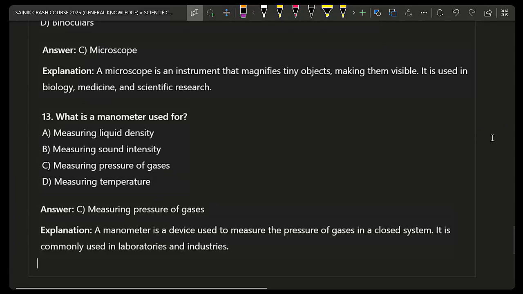Option C is correct. A manometer is a device used to measure the pressure of gases in a closed system. It is commonly used in laboratories and industries. So we use manometer to measure pressure of gases in a closed environment. Next question. This is very simple. Everybody will answer, I think. Next question.